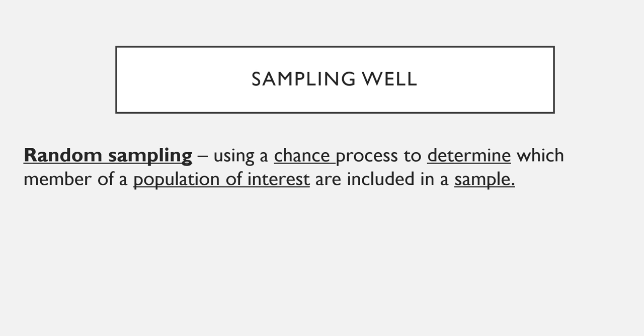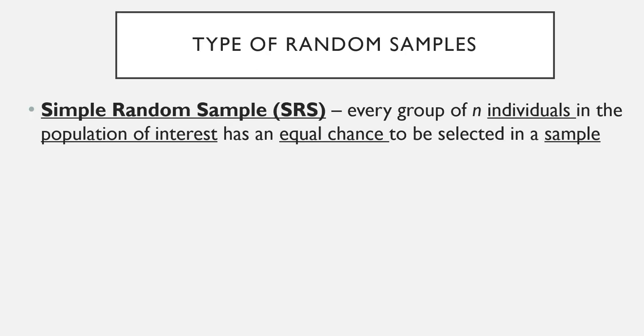So how do we sample well? The trick here is random sampling. We want to use chance to determine who out of a population of interest gets included. So here's where we're kind of getting back to last unit just a little bit. If it's something based on chance, then probability does tie into this on some levels. The most appropriate way, but this is probably also the hardest, is what's called a simple random sample, where everybody in the group has the same chance of being selected.